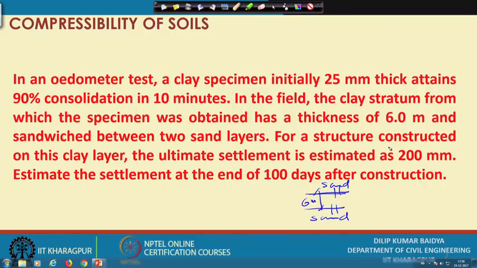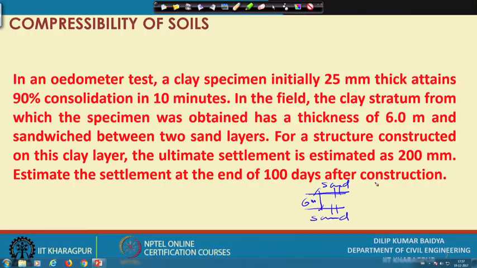And for a structure constructed on this clay layer, the ultimate settlement is estimated as 200 millimeter, and estimate the settlement at the end of 100 days after the construction. So, ultimate settlement is known, and you have to find out in 100 days how much will be achieved. So, that is the problem to be solved. So, let me see that.